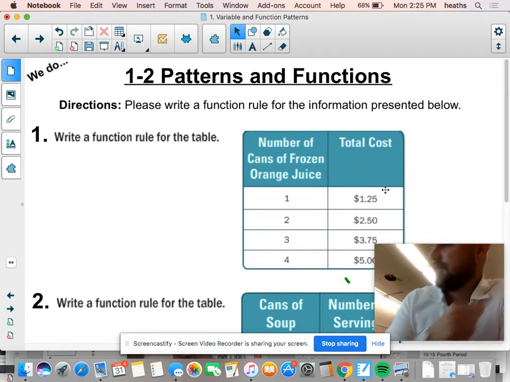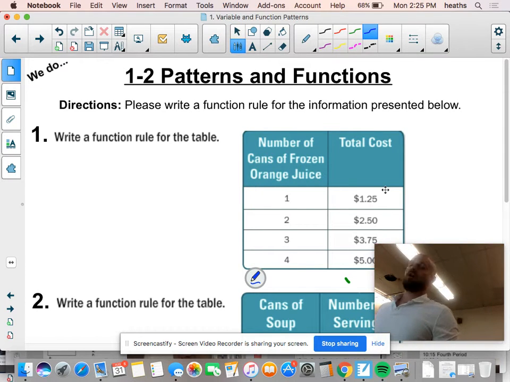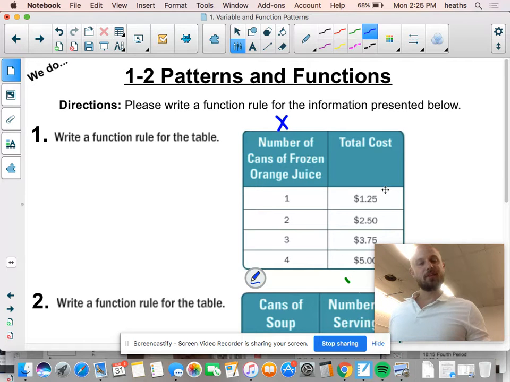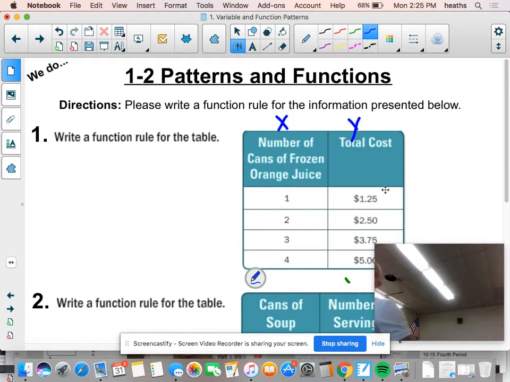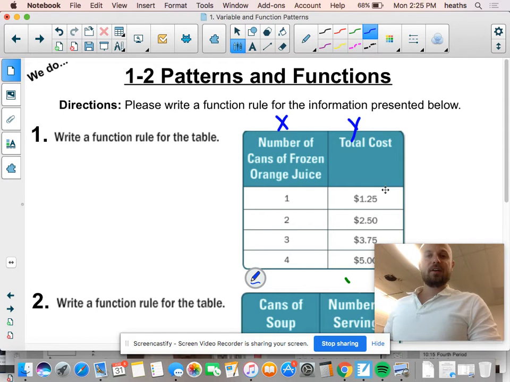But remember, just to review a couple things we talked about previously, one of these columns is going to be our x value, which is also called our input value, the number that we input into the function. And then the other column is going to be the y value, also known as the output value. So based on what number is plugged in for x, that is going to directly affect the y value, or how much it's going to cost. So let's see if we can figure this out.